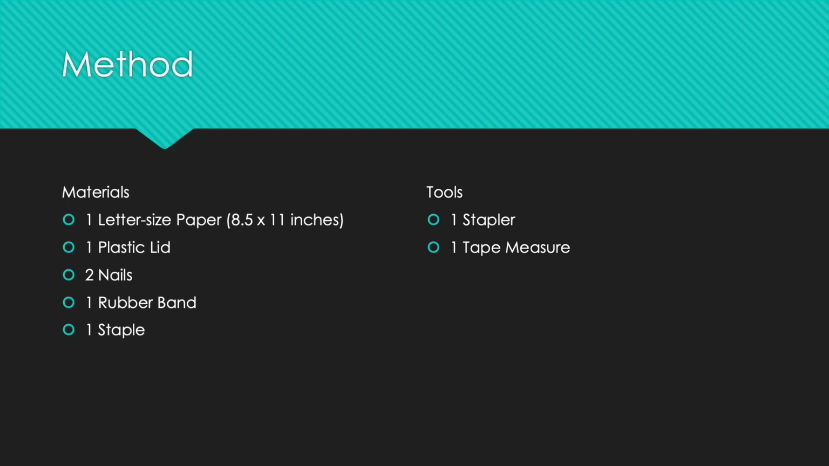Firstly, we need the materials below. One letter size paper, about 8.5 by 11 inches. One plastic lid, two nails, one rubber band, one staple. And for the tools, we may need one stapler and one tape measure.